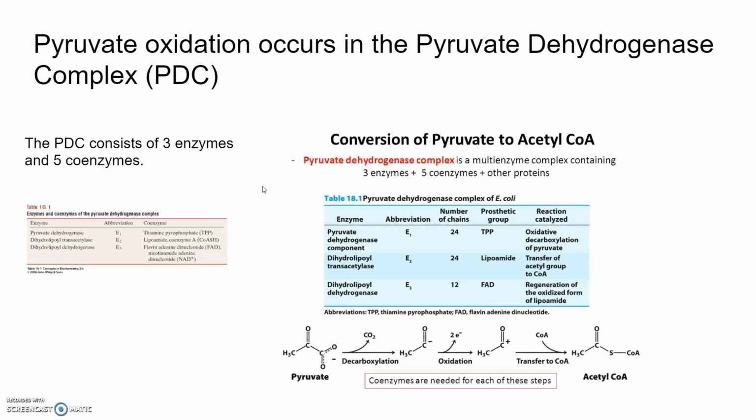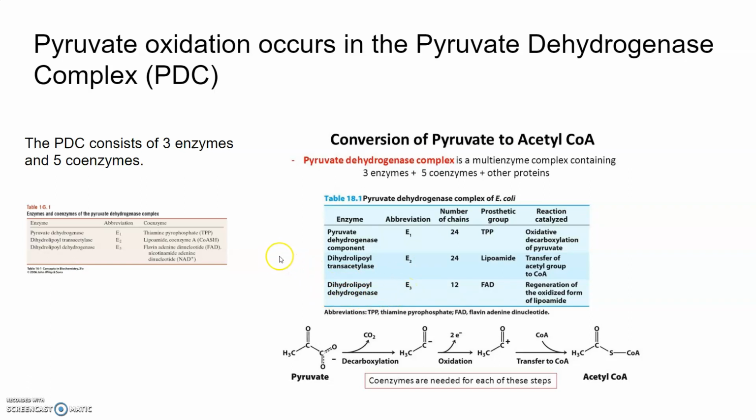All these steps involved in the pyruvate oxidation take place in the pyruvate dehydrogenase complex, or PDC. The PDC consists of 3 enzymes, which are pyruvate dehydrogenase component, or E1, dihydrolipoyl transacetylase, or E2, and dihydrolipoyl dehydrogenase, or E3.